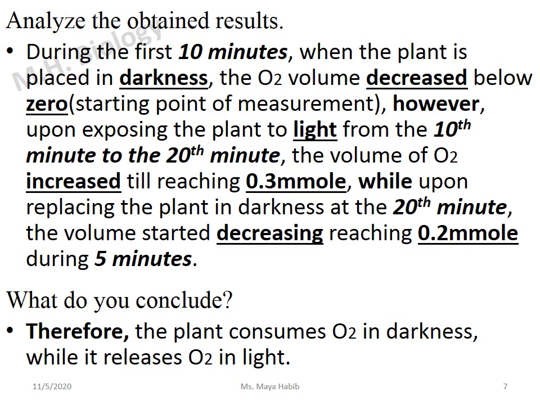Please pay attention to the answer. The key words are written in bold, and are underlined. During the first 10 minutes, when the plant is placed in darkness, the oxygen volume decreased below zero. However, upon exposing the plant to light from the 10th minute to the 20th minute, the volume of oxygen increased till reaching 0.3 millimole, while upon replacing the plant in darkness at the 20th minute, the volume started decreasing, reaching 0.2 millimole during 5 minutes. Of course, the conclusion is, the plant consumes oxygen in darkness, while it releases oxygen in light.